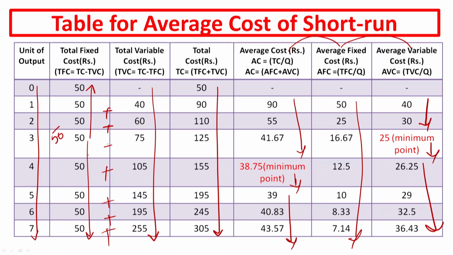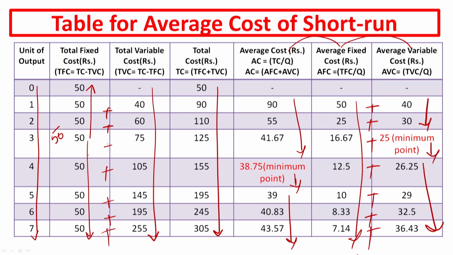That means if you combine average fixed cost with the average variable cost, you will get the average cost. So, you can get the average cost from the average fixed cost plus average variable cost, or you can get the average cost from the total cost divided by quantity. But the point to note is that your average variable cost reaches its minimum point earlier, whereas your average cost reaches its minimum point later.